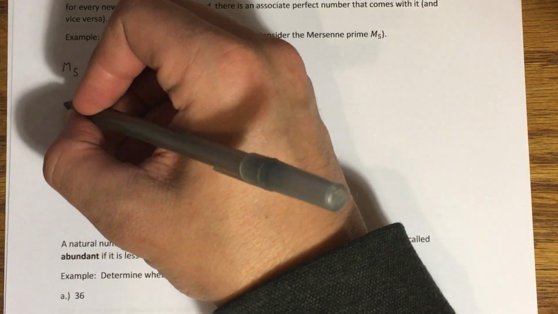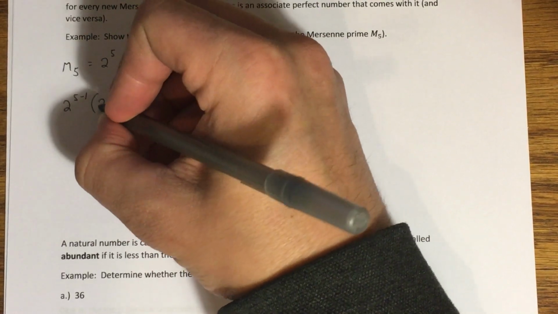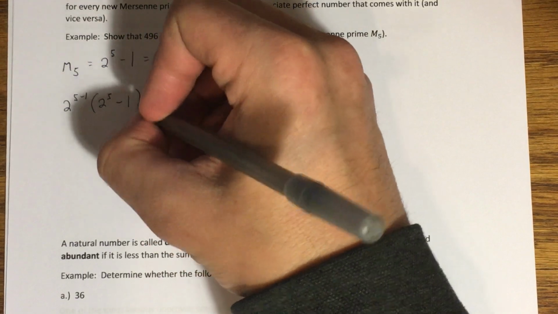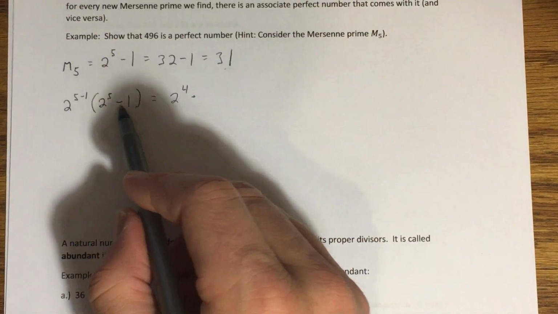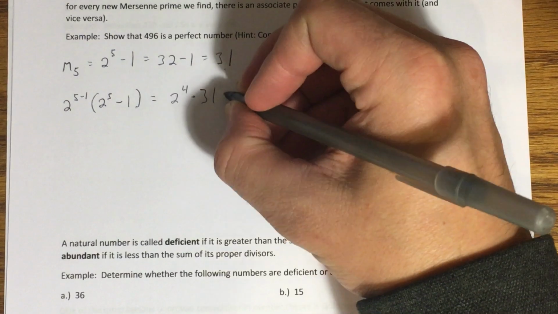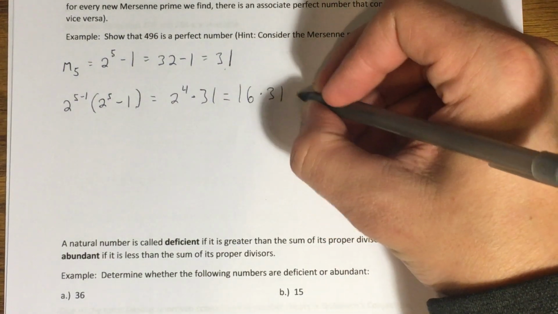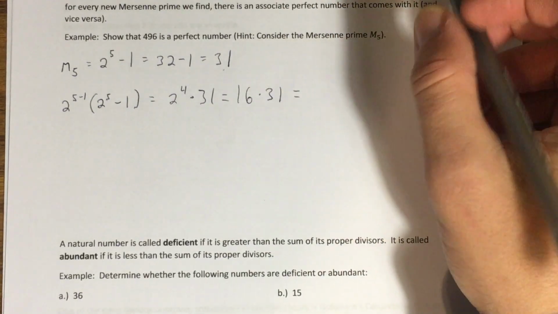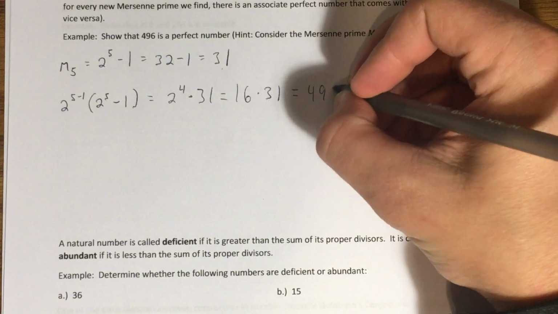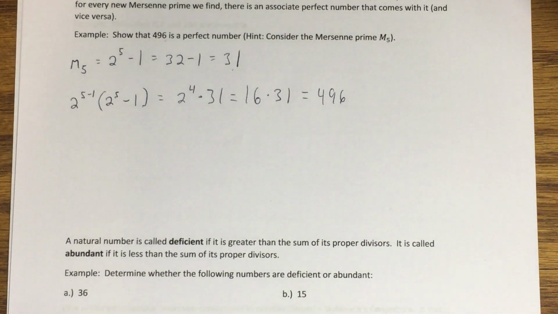So let's do that next. 2 to the 5 minus 1 times 2 to the 5 minus 1. This is equal to 2 to the 4th power times, we just evaluated this up here, that's 31. 2 to the 4th power is 16, so we have 16 times 31. Multiply this out either in a calculator or by hand. It's easy enough to do by hand. You'll see that this is 496. Notice it's the number that we were checking on up here.